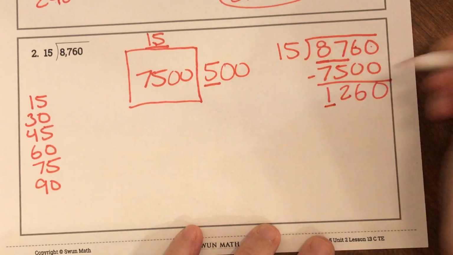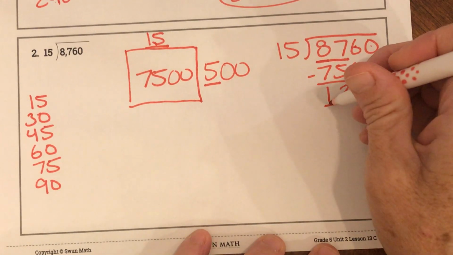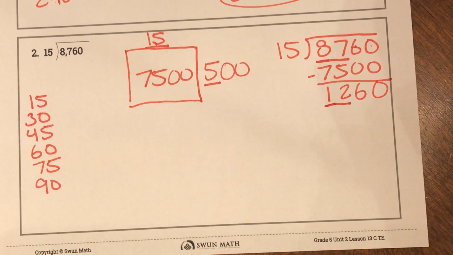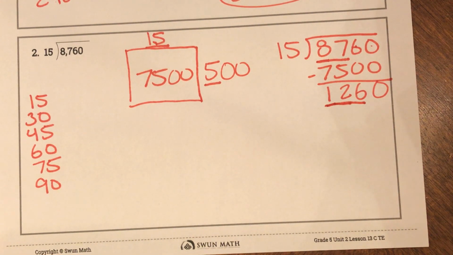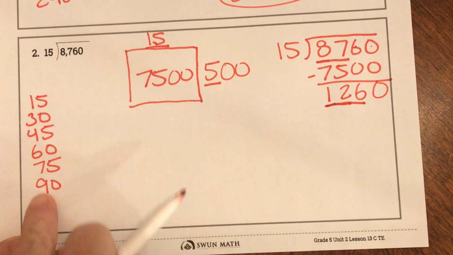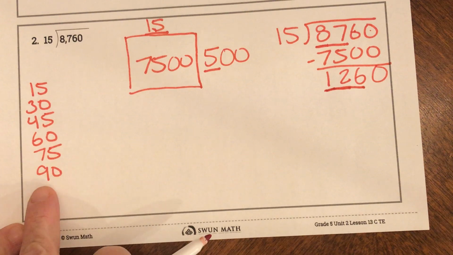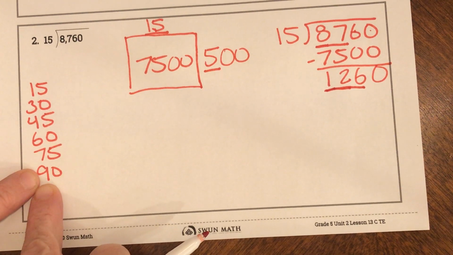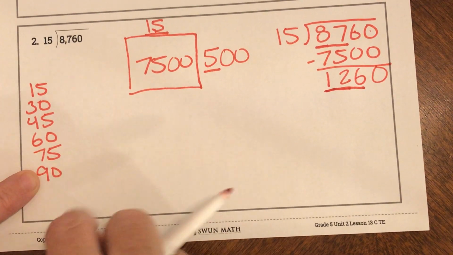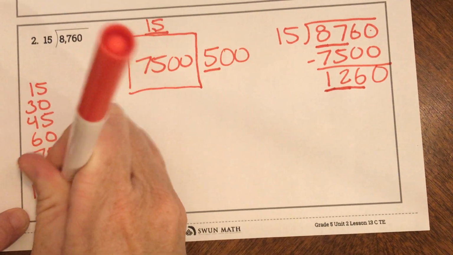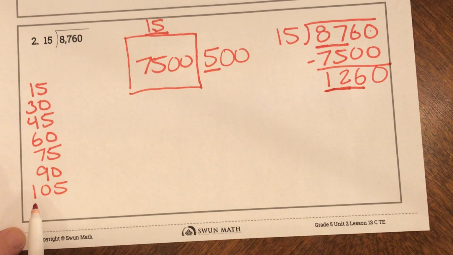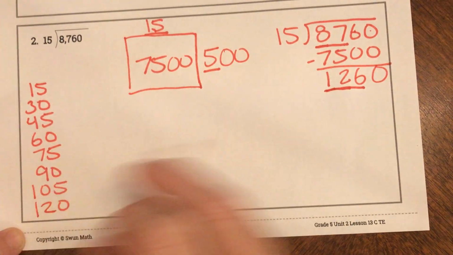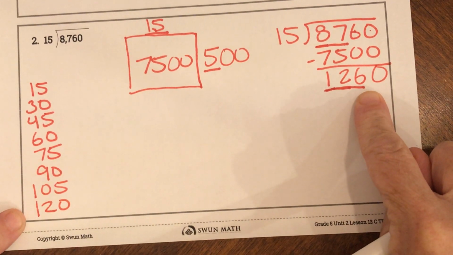Okay, so I'm going to keep going. Can 15 fit into 1? Nope. Can 15 fit into 12? Nope. Can 15 fit into 126? Yes. How many times? Well, if I already started this, I could just continue this. What would happen if I added 15 to 90? Well, if I add 10, I get 100, and then 5 would be 105. What happens if I add another 15? I'd get 120. Oh, I got really close.